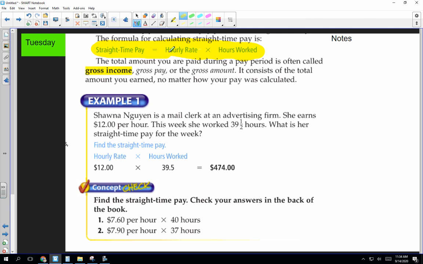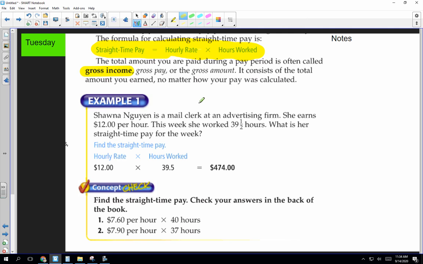Super important formula. The total amount you are paid during a pay period is often called the gross income, or gross pay, or the gross amount. It consists of the total amount you earned, no matter how your pay was calculated. So whether you're on straight time pay, or like me, I get paid on a salary, so I get the same amount each time. My gross income is still going to be the amount I get paid before they do any deductions.